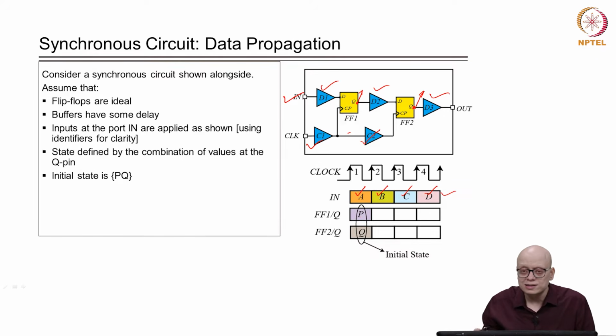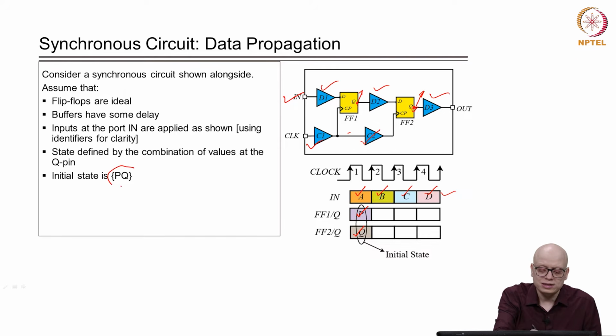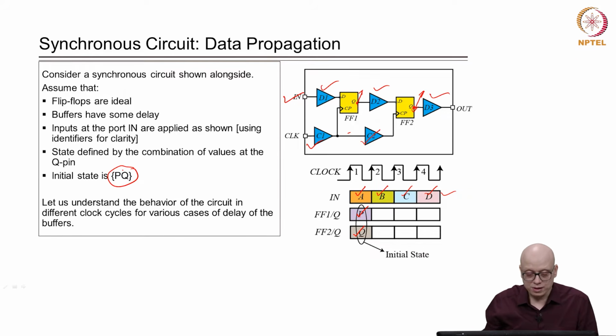So, what is the initial state? Initially this Q pin had value P, this Q pin had value Q. So, the initial state is PQ. Now, let us understand the behavior of the circuit in different clock cycles for various cases of delay of the buffers.